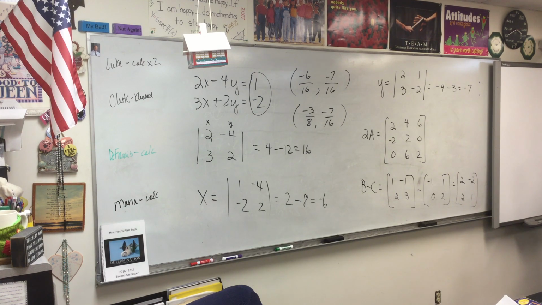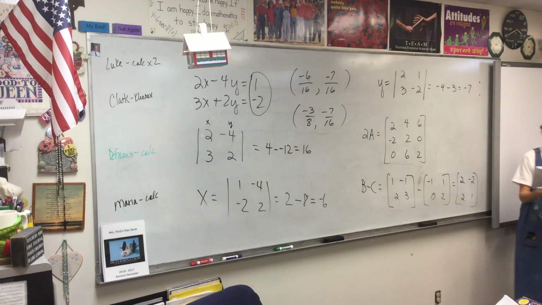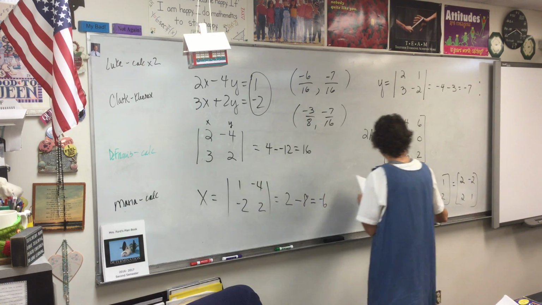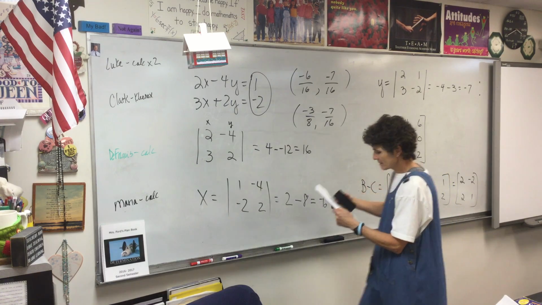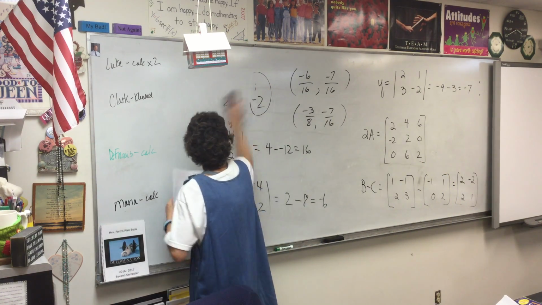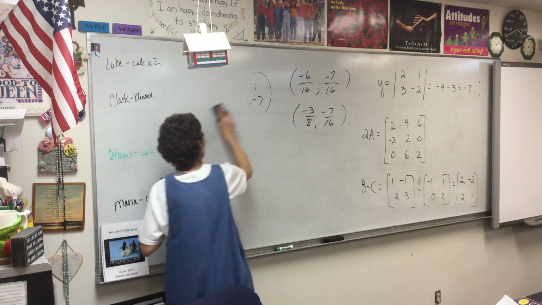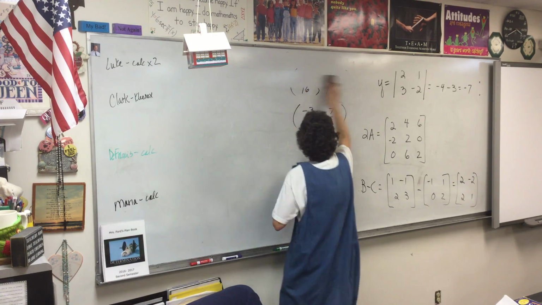How about the next one? A plus B. Can't do it. Can't do A plus B. Why not? They're not the same size. So you either write can't do, write no solution, somehow indicate can't do it.